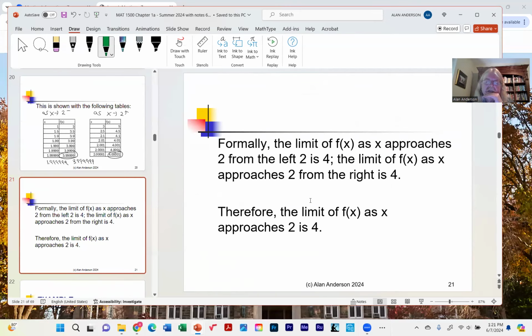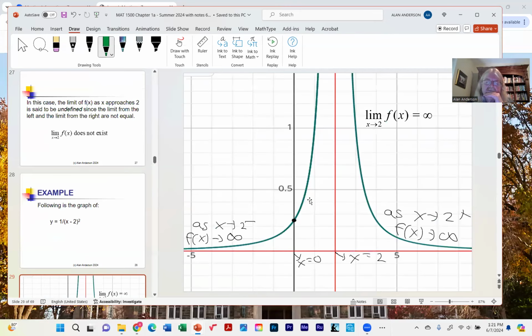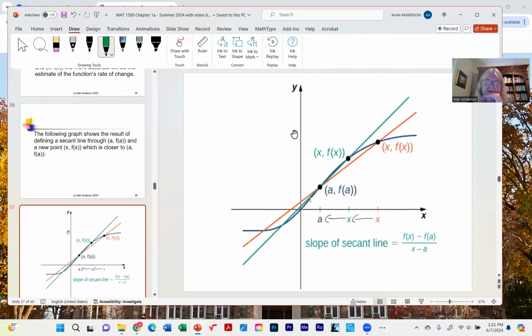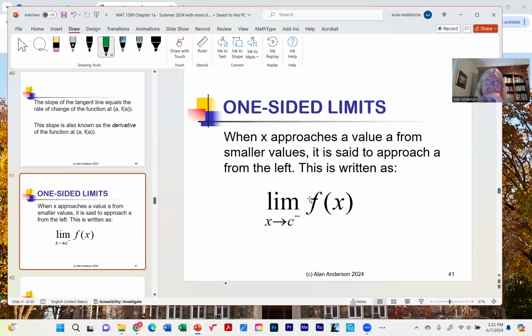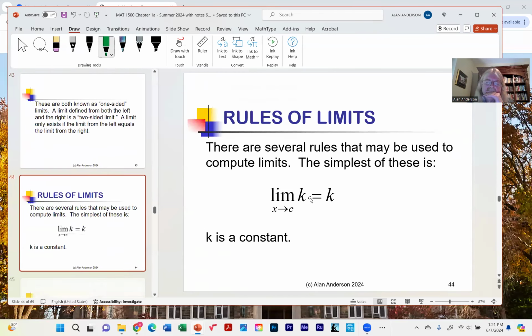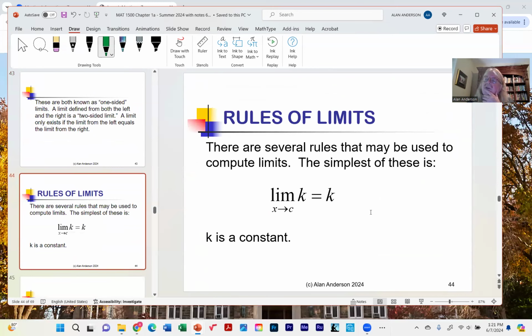Now, let's get back to here. Now we're going to learn some algebraic rules for calculating limits. Okay, it's nice to draw the graphs and see how this works, but a lot of the time we spend with limits, we're doing algebraic operations to come up with these limits. So let's take a look at a few of them right now.